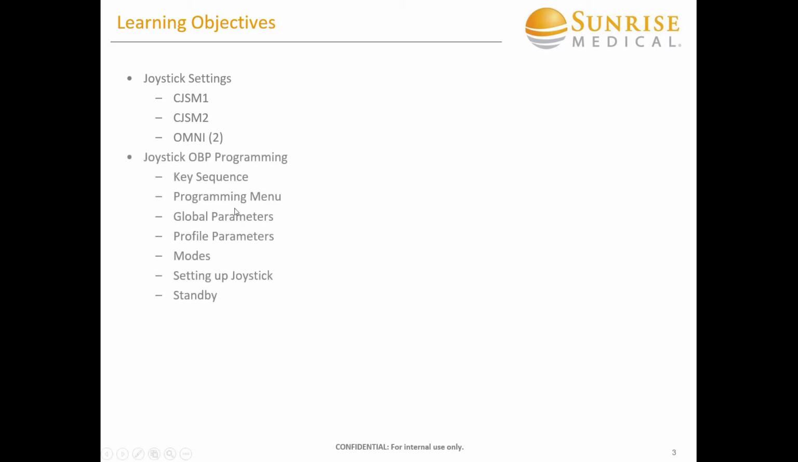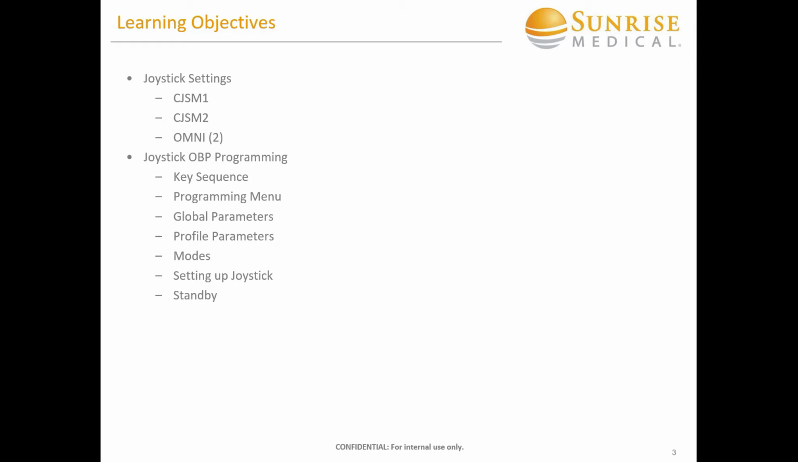Learning objectives: first we're going to look at the joystick settings on both the CJSM1 and the CJSM2 joysticks, as well as the Omni and the Omni 2, which have settings that the user can get into directly. We'll also talk about the onboard programming for the joystick, how to get into the key sequence, how to get into onboard programming, and the programming menus that are available.